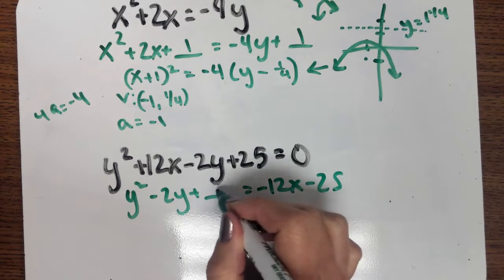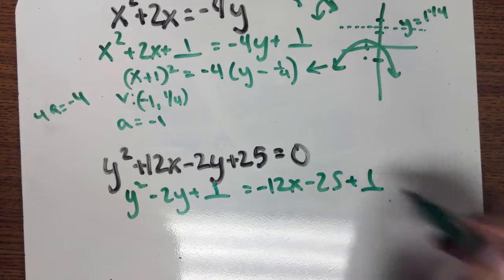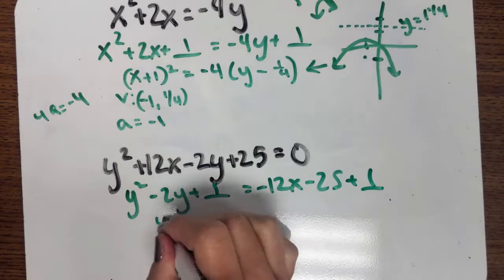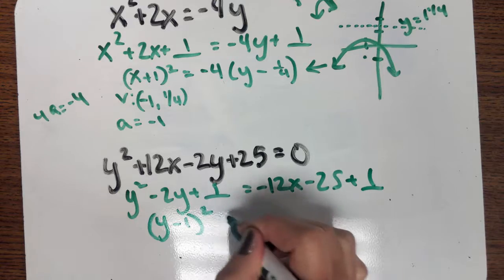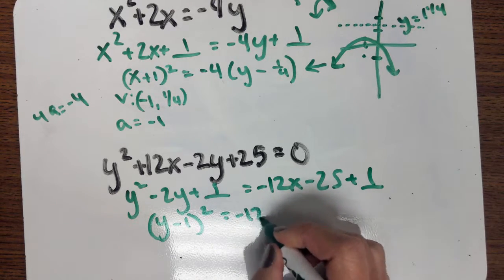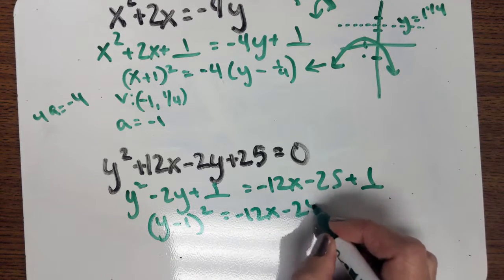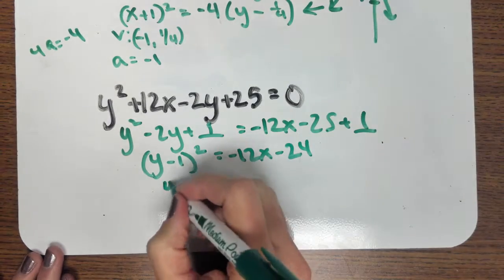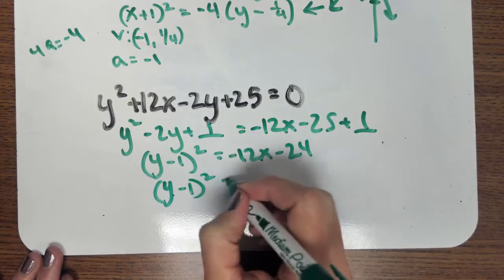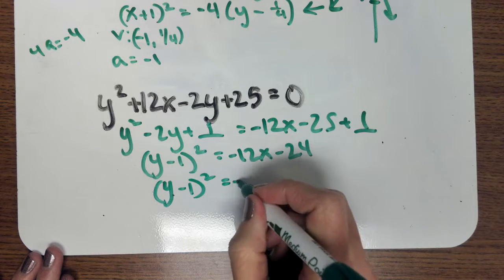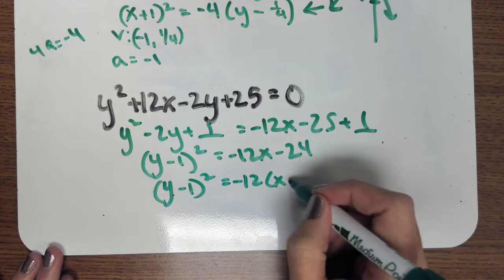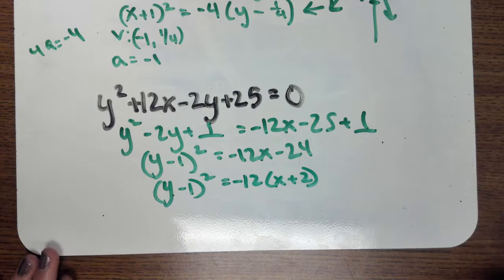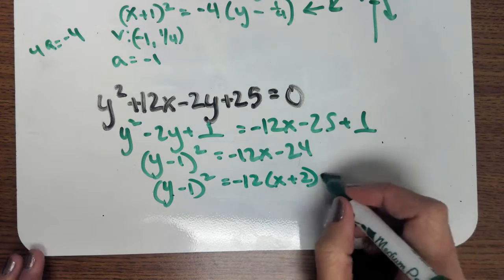Half of b, -1, -1 squared is 1. So I've got to add that to both sides and factor. So left side is done. Then I've got -12x minus 24, and I'm going to go ahead and put it in final standard form, which means I have to get rid of the -12. So I'm going to factor out the -12, which leaves x plus 2. Then that's my standard form, final answer.